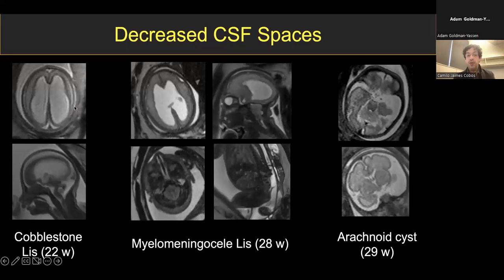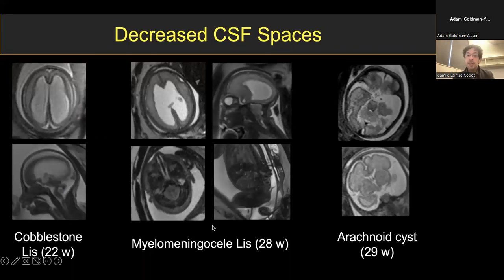So having shown you a 22-week-old normal, you can clearly look at this and say, okay, there is a lack of CSF spaces here. And obviously, there are a ton of other abnormalities here. The brainstem is kinked, the cerebellum and vermis are abnormal. But just appreciate that one of the hallmarks of this malformation is a paucity of the extra-axial CSF spaces.